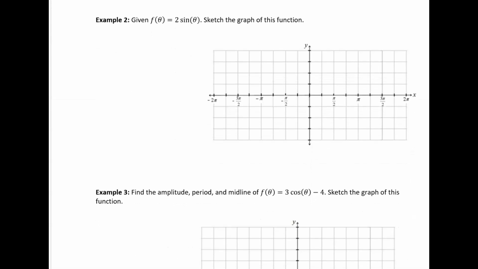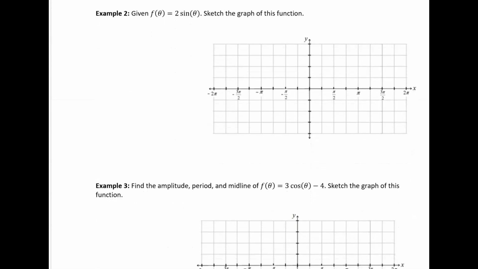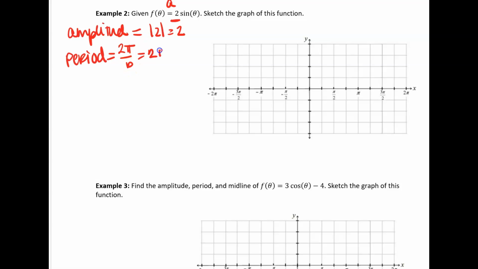And so let's look at this example here. It says, given f of theta equal to 2 sine theta, sketch the graph of this function. And so the first thing I need to recognize is what numbers are affecting what's going on. So I can see that this one only has a 2 in it, and that was my A value. So for this, it's going to take your basic sine x graph and stretch that amplitude by the absolute value of 2, or 2. So instead of being between -1 and 1, it's now going to be between 2 and -2. Then I need to figure out the period, or how long it's going to go before it repeats. And so that would be 2 pi over b. So that would be 2 pi.